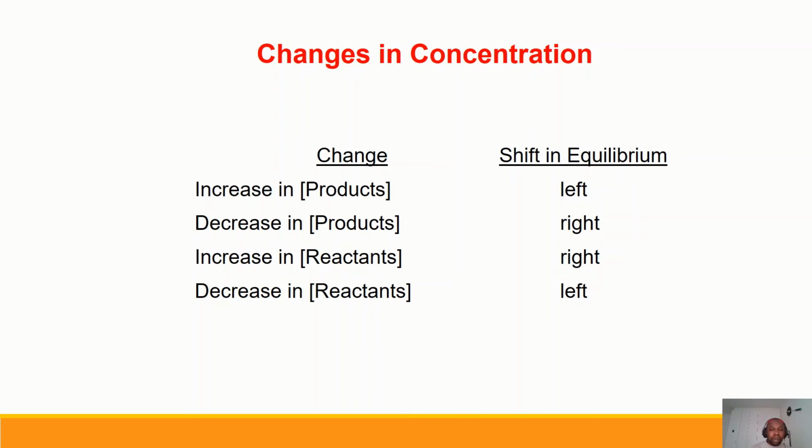So if you increase the product, then you know that it's going to go back to the left. If you decrease the product, you know that it's going to come to the right. The same thing with the reactant: if you increase the reactant, it's going to go to the right, and when you decrease the reactant, it's going to come to the left.